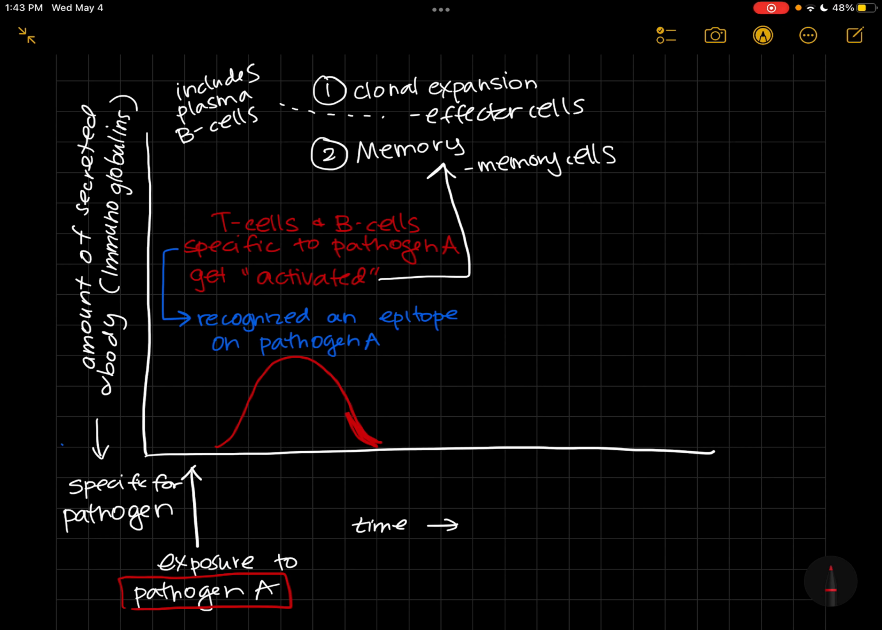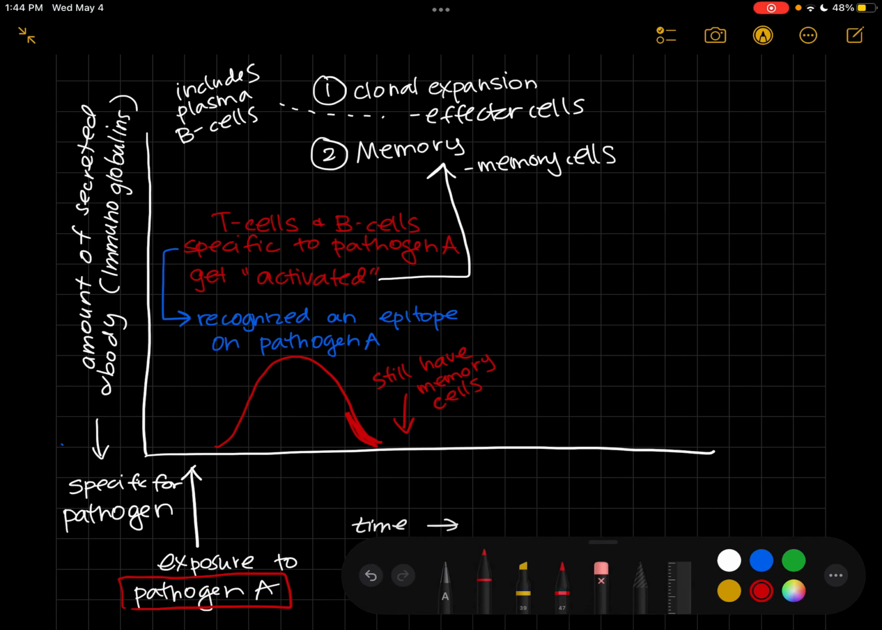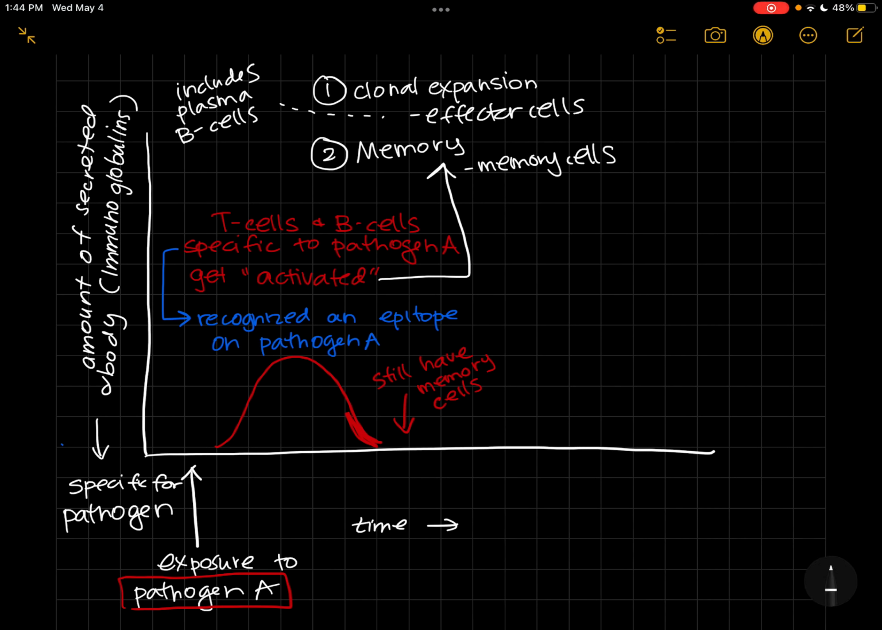But what we don't see here is that we still have the memory cells. So at this point here, we still have our memory cells. Our other cells, or effector cells, are starting to die off. But our memory cells are still around. Our memory cells aren't secreting tons and tons of these antibodies, so we can't measure them on a graph that looks like this, but they're still there. And these are going to be really handy if you get exposed to this pathogen again.